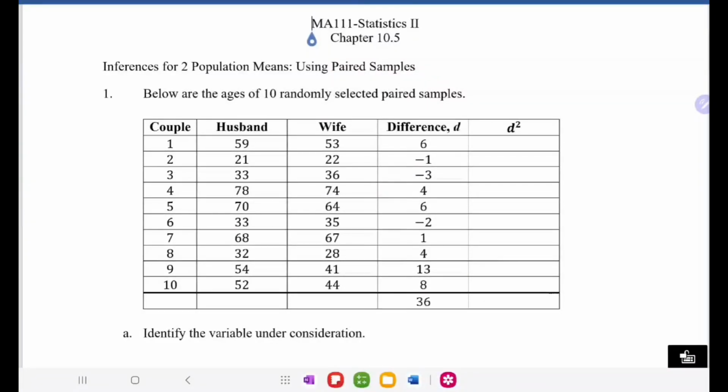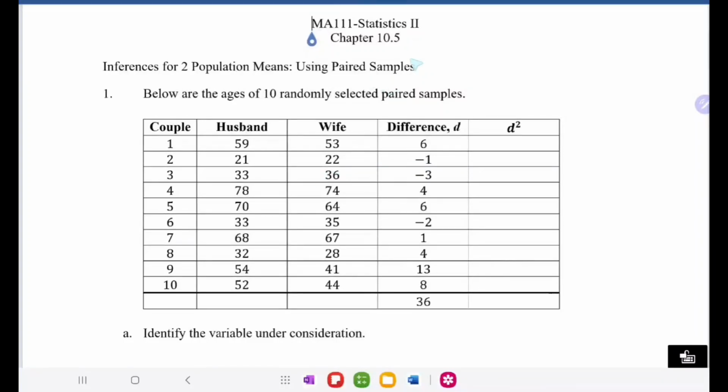Hello everyone. We are going to now work on the next and final worksheet on chapter 10, which is on inferences for two population means. This corresponds to chapter 10.5 in the book. We do not have 10.4 in the syllabus. So if you're wondering, we covered previously 10.3 and we are going straight to 10.5. Whatever happened to 10.4, it's not in the syllabus. We don't need to cover that.